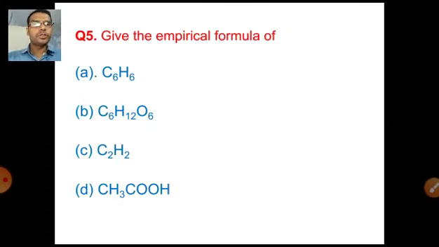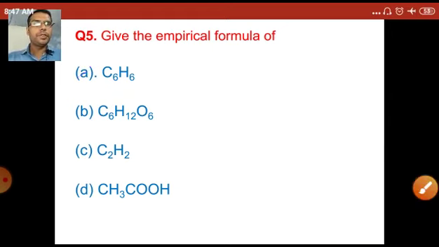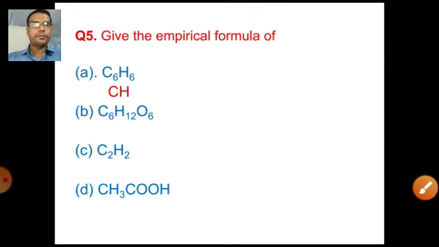Now the next question is, give the empirical formula of the following compounds. A number, C6H6, this is the molecular formula of benzene. The empirical formula is the simplest ratio of the elements present in a molecule. So the simplest ratio of C6H6 is CH. So their empirical formula is CH.